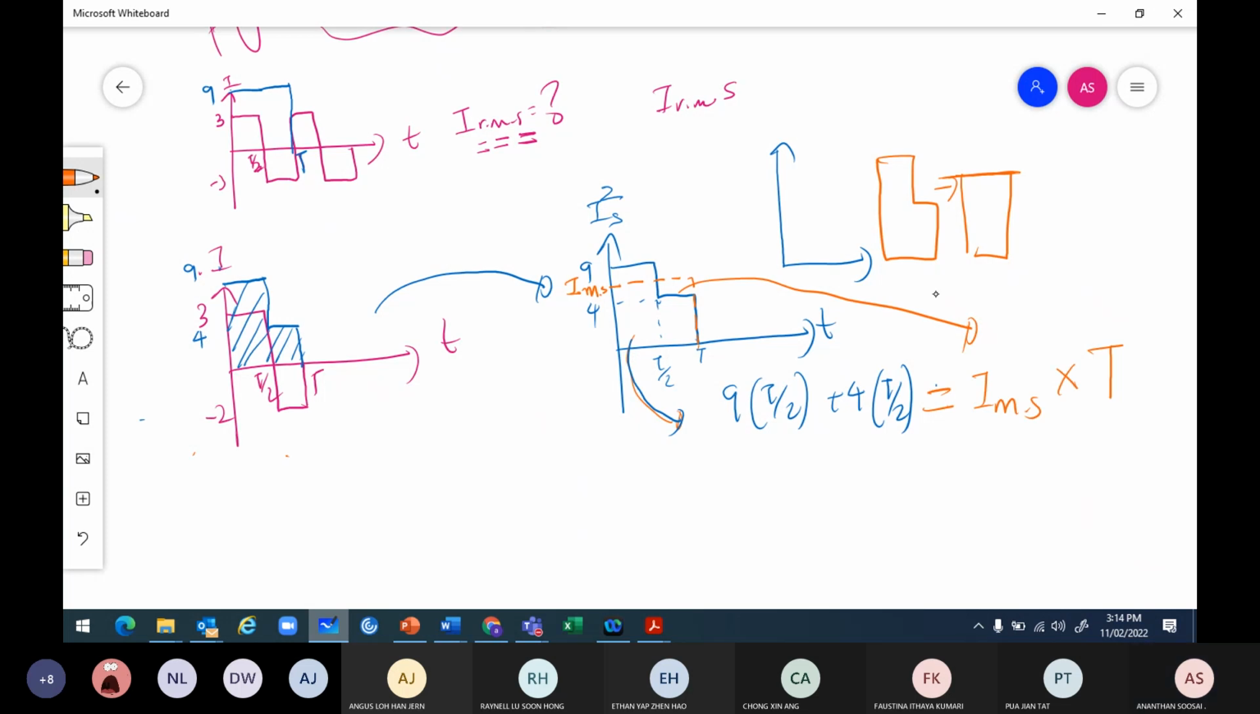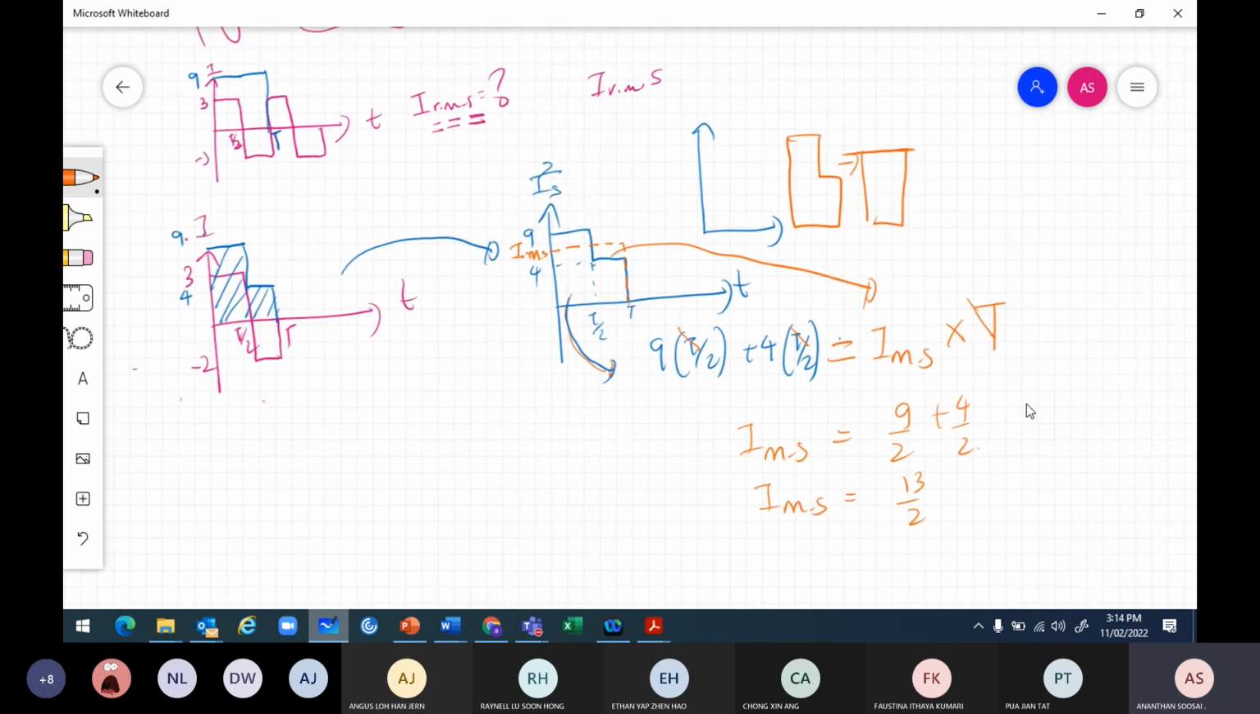So now you find the mean squared value, I mean squared. What is I mean squared? The period all cancels. So what do you get? 9 over 2 plus 4 over 2, right? What do you get? 13 over 2 is your mean squared value. This is your mean squared.